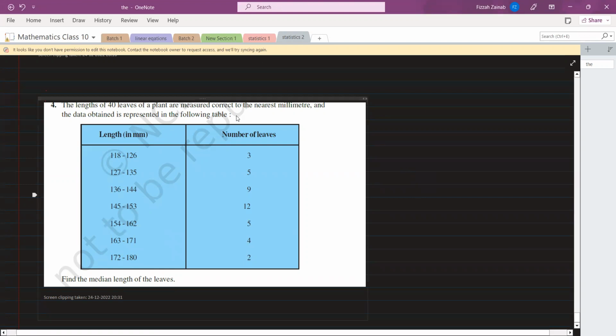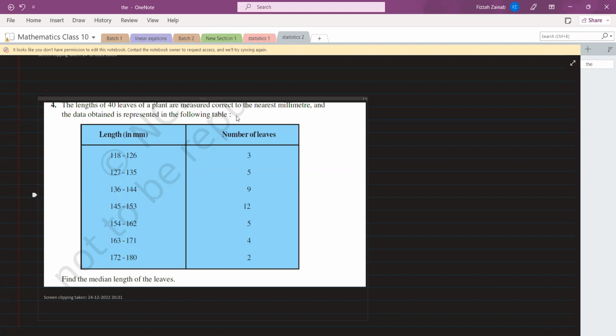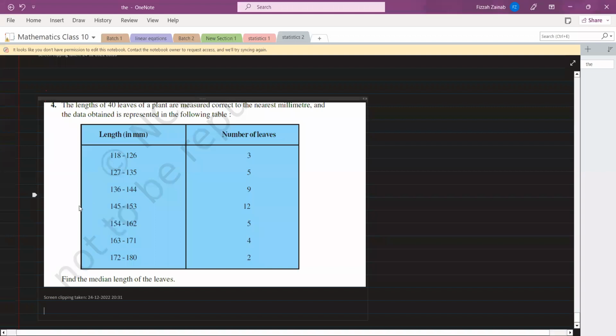See, what is the problem here? The class interval is 108 to 126, and then next is 127 to 135. So there's a gap of 1, you can see here. If you compare with the previous question, the class interval is like 0 to 5, then 5 to 10, so 5 is actually repeating. Here you have 126 and then you have 127. So this is not continuous data.